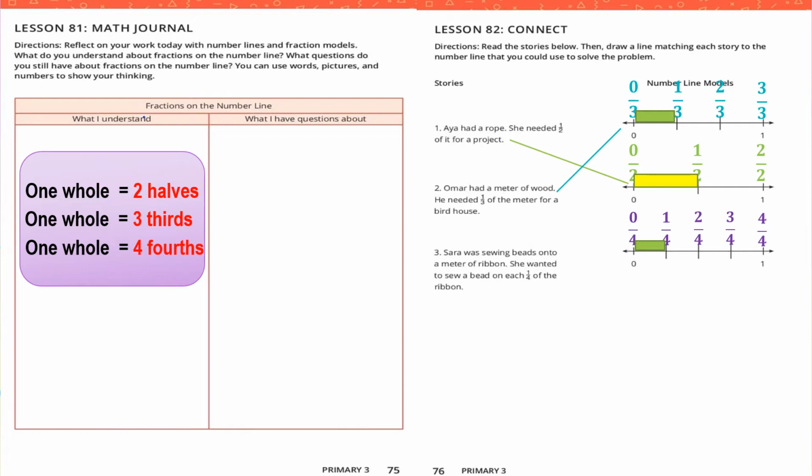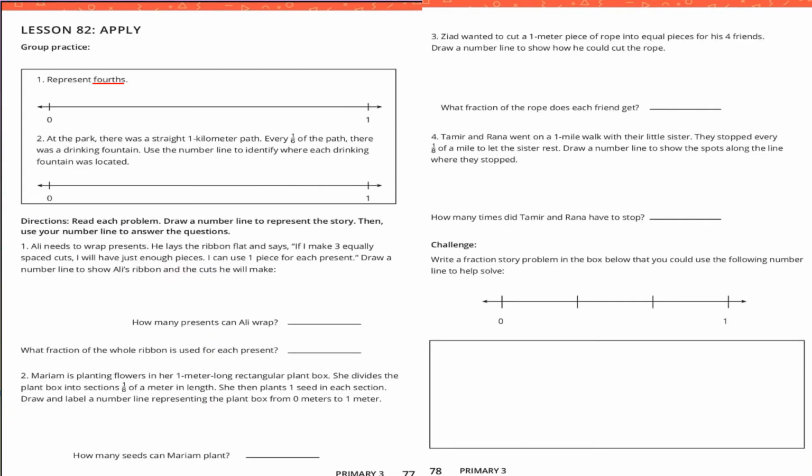Join this story by its number line. Let's start the apply part. Group practice. Our practice here. Number 1, represent fourths on the number line. Fourths, it means what? How many equal parts?